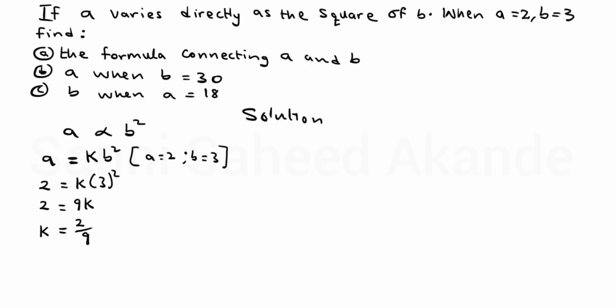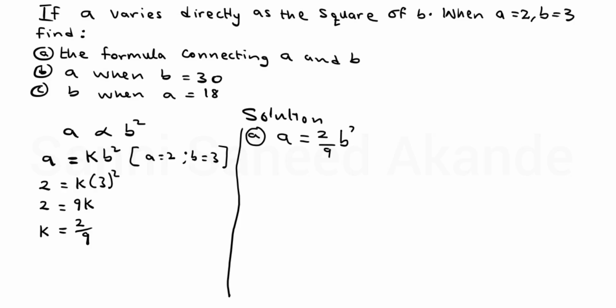All right, so now let's begin to answer those questions one after the other. The question says we should find the formula connecting A and B. So the formula connecting A and B will be A is equal to K B squared, and the value of K is 2 over 9, then B squared. So that's the formula connecting A and B.